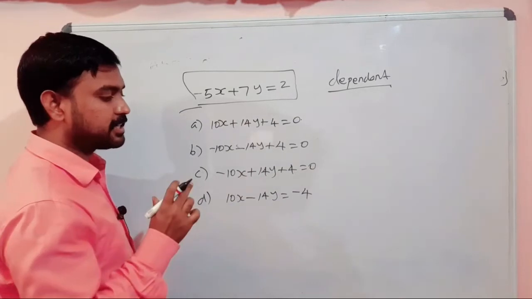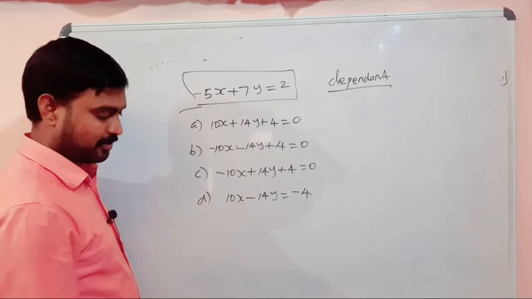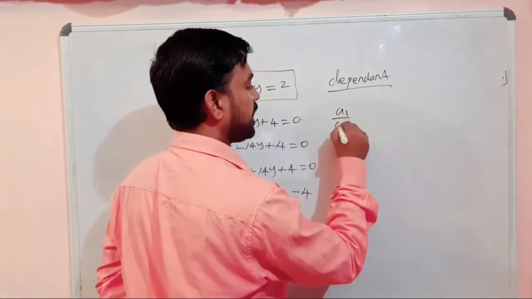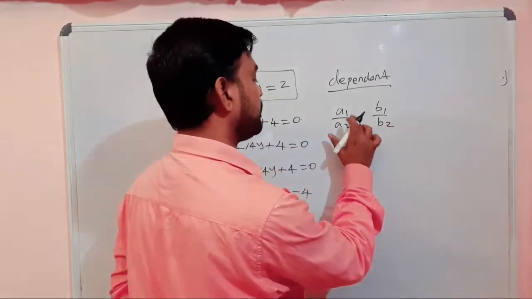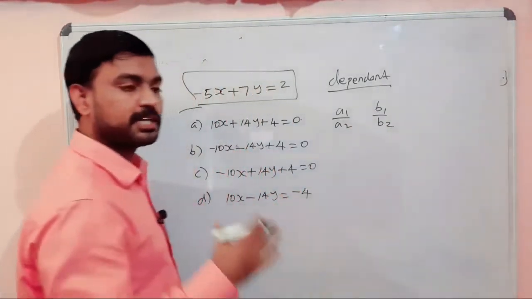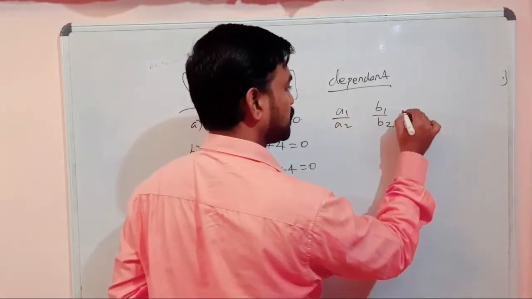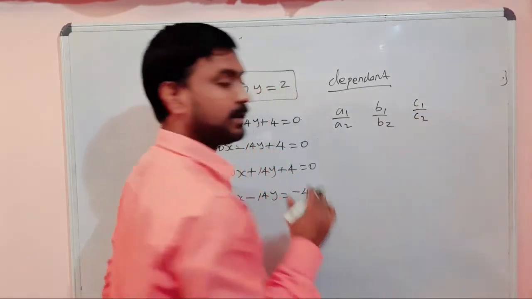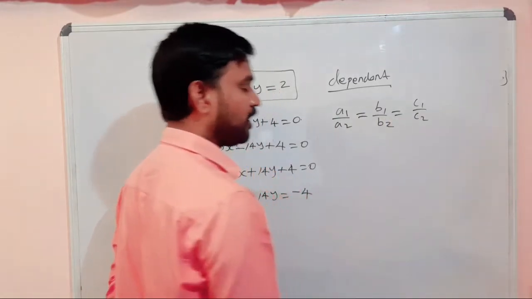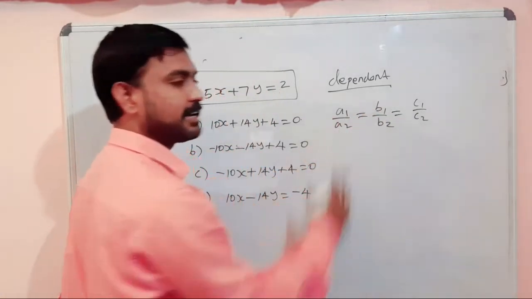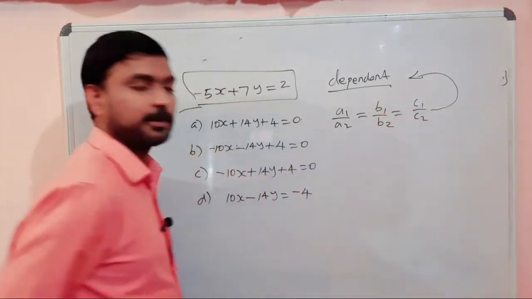We studied the relation between the coefficients of the pair of linear equations and their graph. What are the relations? We studied a1 by a2, b1 by b2. If a1 by a2 and b1 by b2 are not equal, there will be a unique solution, intersecting lines. Similarly, if a1 by a2 is equal to b1 by b2 not equal to c1 by c2, then the lines are parallel. And if all these ratios are equal, then they are coincident lines. Coincident lines we call dependent linear equations.